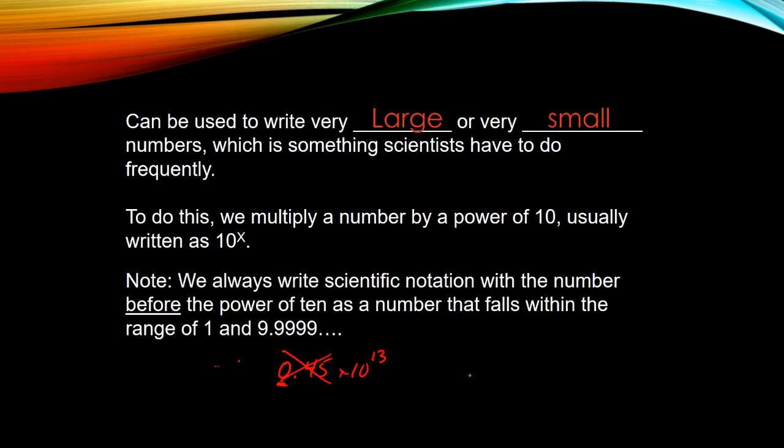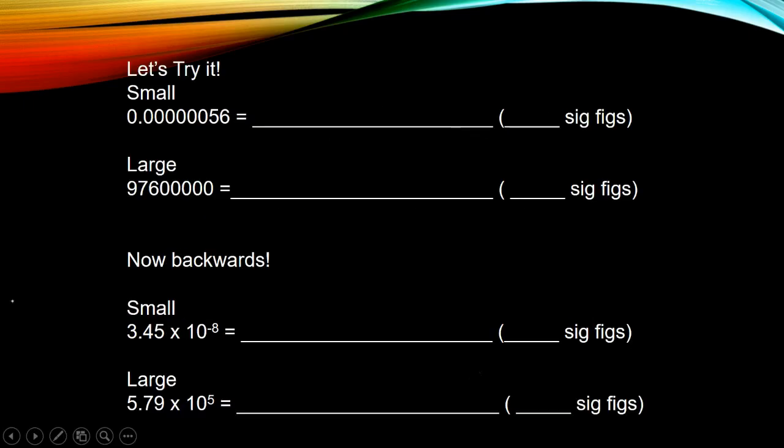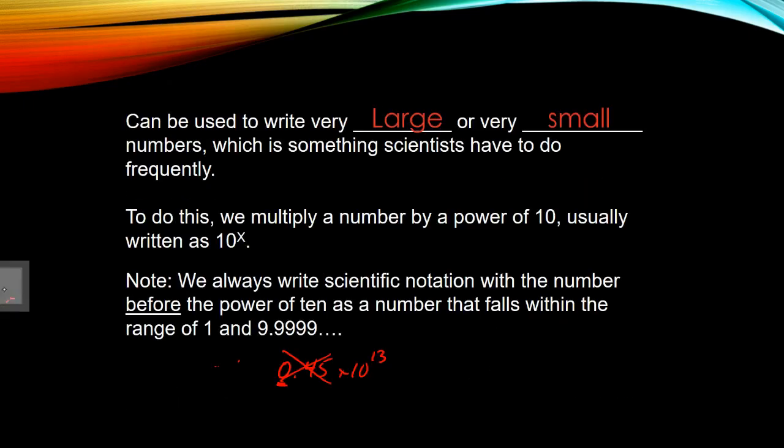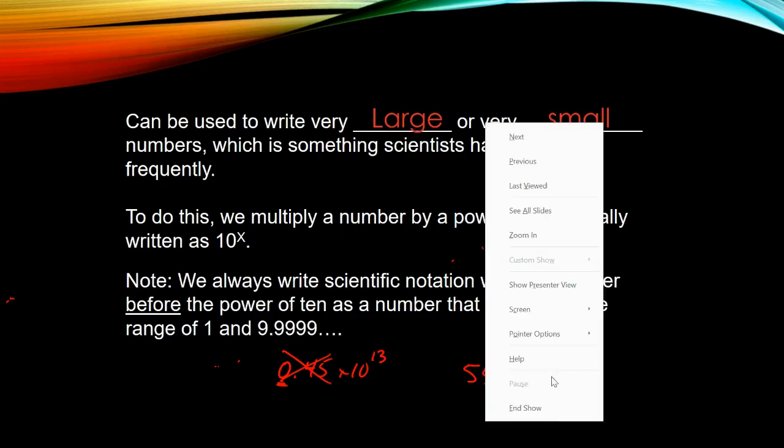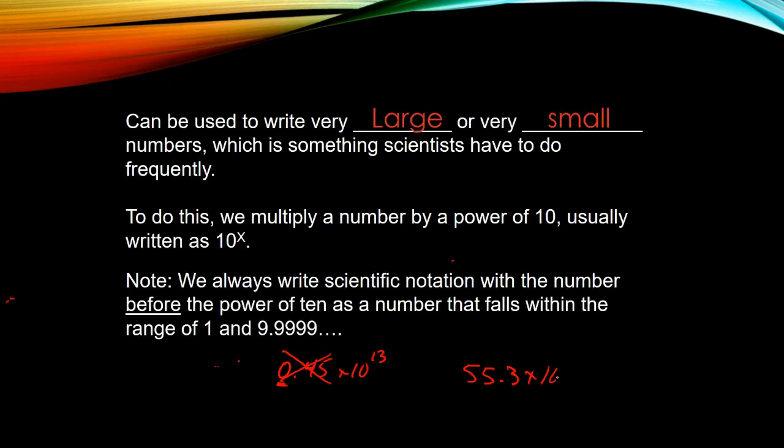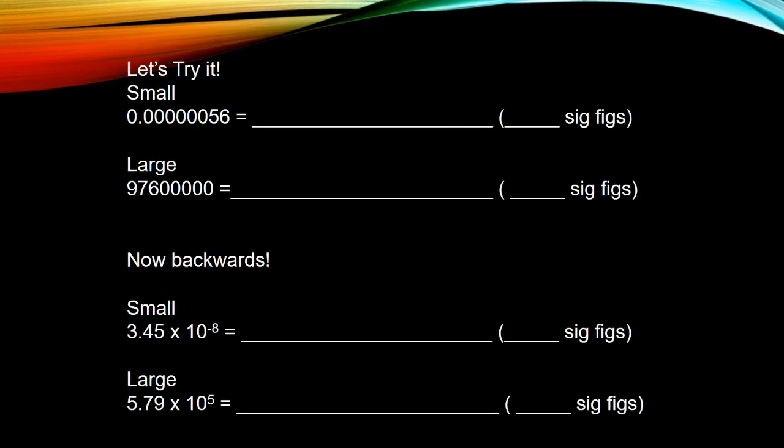The other thing is it should never be a number greater than 9.9999 or greater than 10, meaning it shouldn't be something like 55.3 times 10 to the third power. That is not what we want. So the first number should always be between 1 and 10.